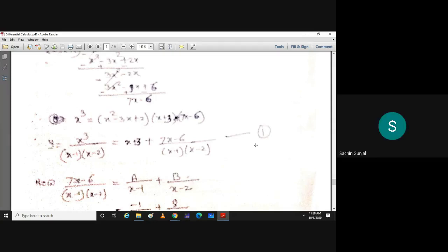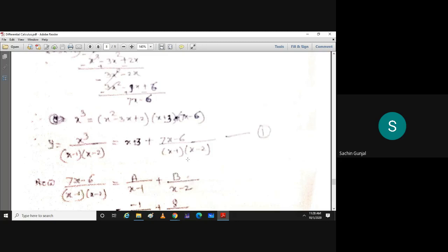Now can you tell me what should we do next? The partial fraction. Partial fraction of what? Of which function? 7x minus 6 upon x minus 1 into x minus 2. Yeah, good. Because you can see that degree of numerator is less than degree of denominator, then and only then you can go for partial fraction.